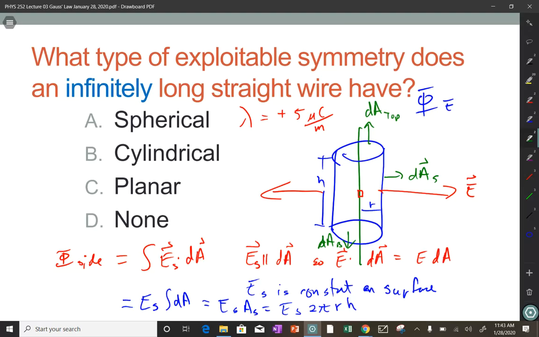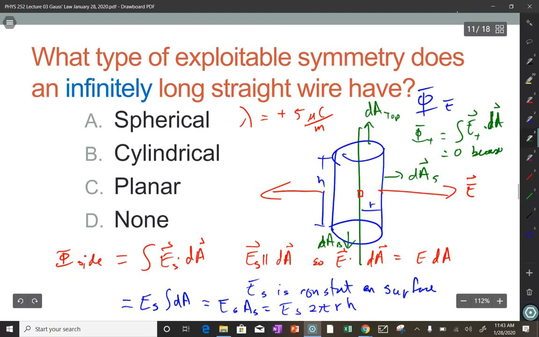So the flux in the top is the integral of E top dot dA, which equals 0 because E top is perpendicular to dA. Hold on. Why is the E top perpendicular to dA? Because the E has to be pointing in the horizontal plane, and dA was vertical.